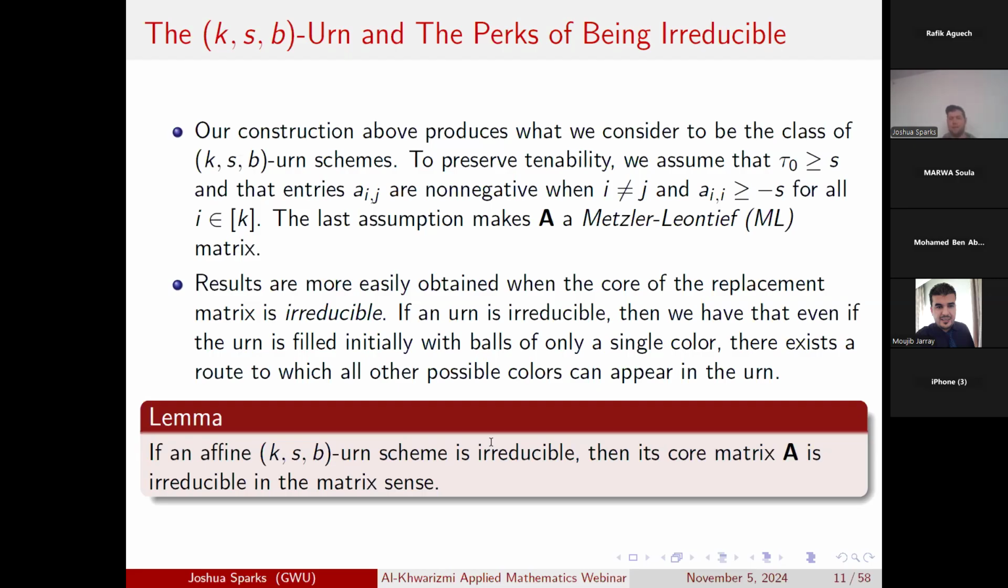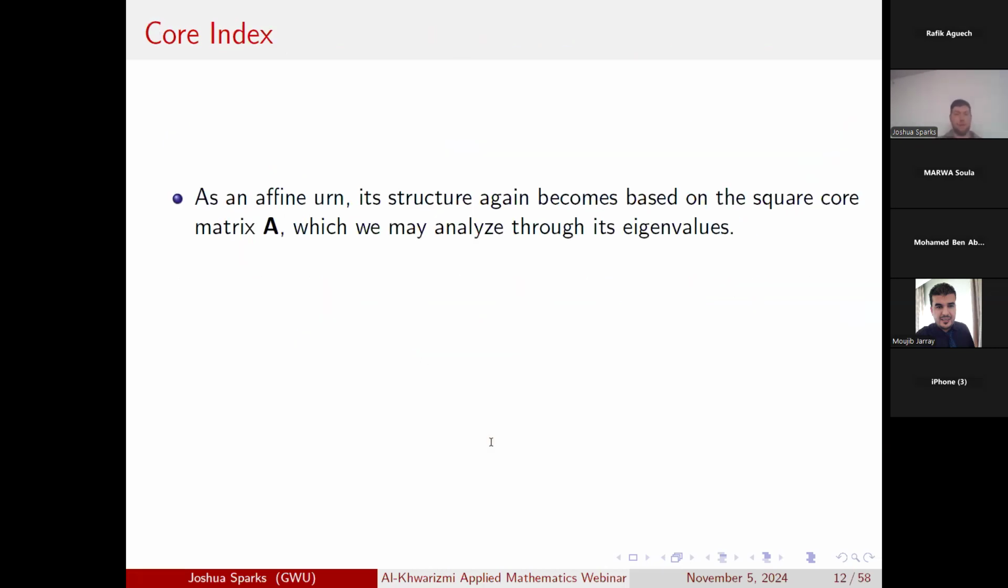In this construction, as in the lemma, if the urn is considered irreducible in the urn sense, then the core matrix A is irreducible in the matrix sense. So we can actually start using the irreducibility of linear algebra and matrices, and basically apply the Perron-Frobenius theorem.